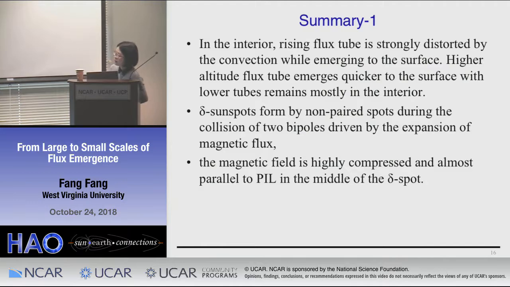To summarize the interior simulations of flux emergence, we see that a rising flux tube is strongly distorted by the convection while emerging to the surface, and higher latitude flux tubes emerge quicker to the surface, with lower latitude tubes remaining mostly in the interior. And we see delta sunspots formed by non-paired spots during the collision of two bipoles driven by the expansion of magnetic flux, and also the magnetic field is highly compressed and almost parallel to the polarity inversion line in the middle of the delta sunspot.